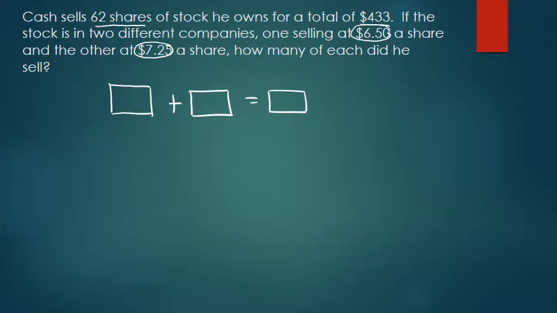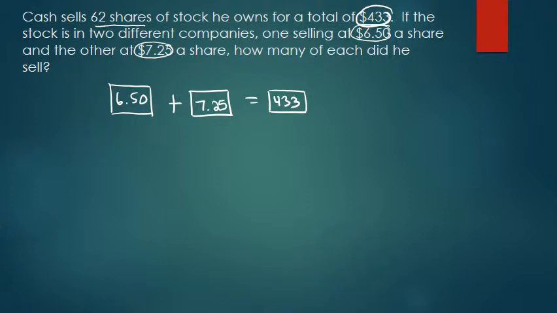Now, our decimal values, or our cost per share, are what's going inside the box. So I have $6.50 for one share, and I have $7.25 for another share. I also have that Cash has spent a total of $433. So that goes inside the third box.